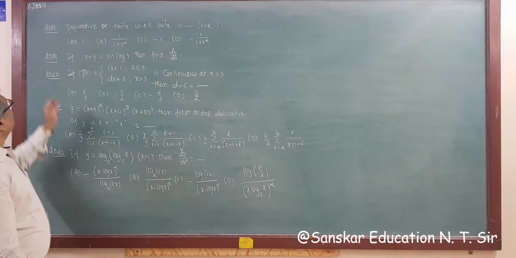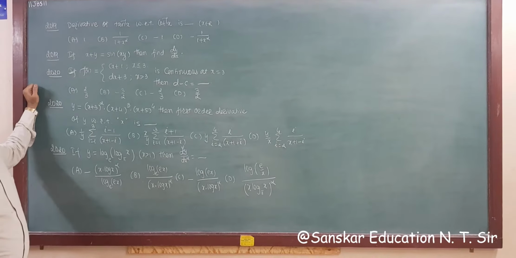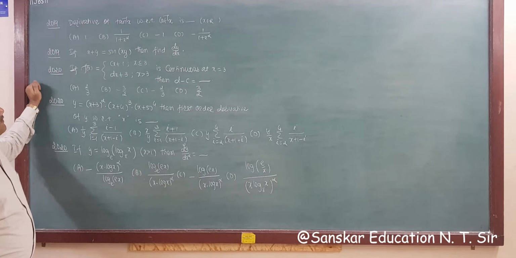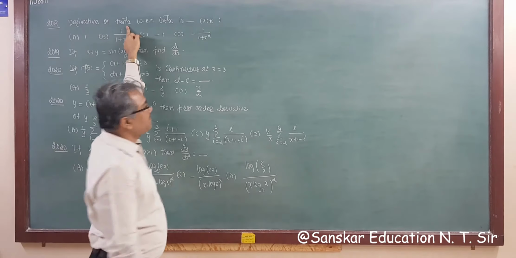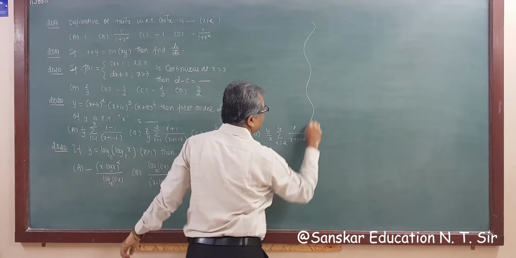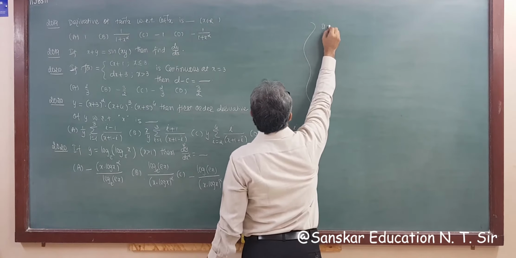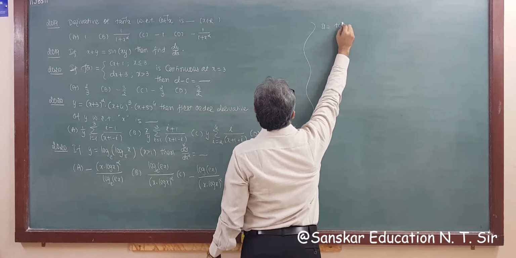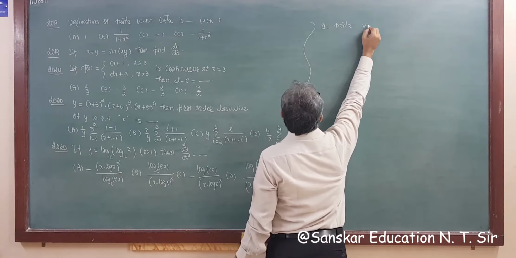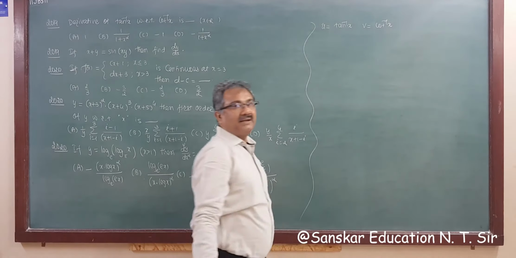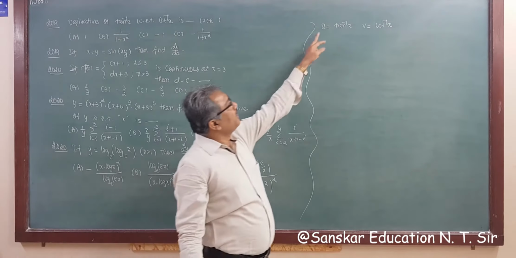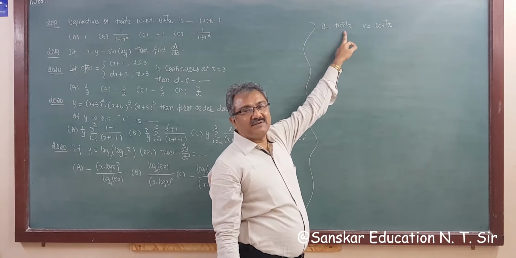So next question is from 2019 exam. Derivative of tan inverse x with respect to cot inverse x. Suppose we assume let u is equal to tan inverse x and v is equal to cot inverse x. Right? So we have to differentiate this function with respect to x.